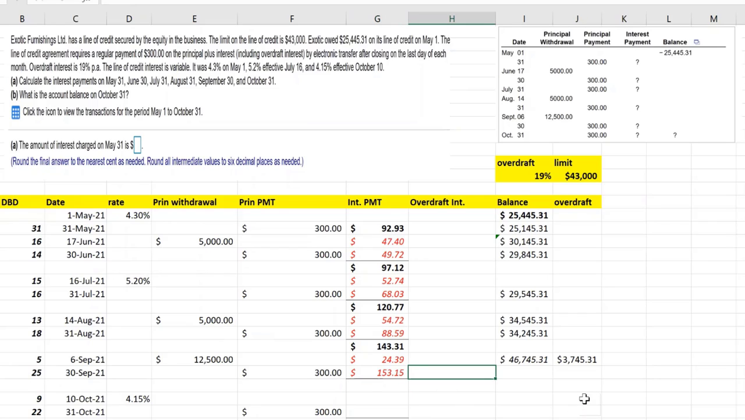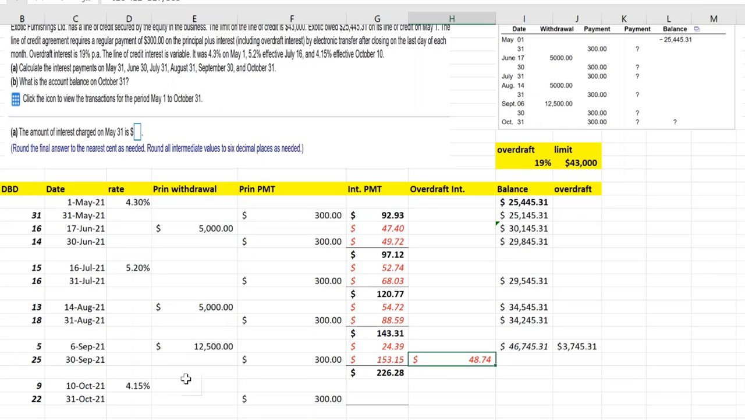We also have to calculate the interest on the overdraft, which is that amount times 19% times the same number of days. So I have that. So my actual total interest that is built up is equal to the sum of these three values, 226.28. So on September 30th, we make a payment of $300, and we also pay the interest amount of $226.28.